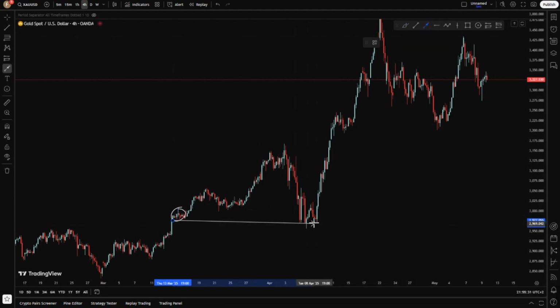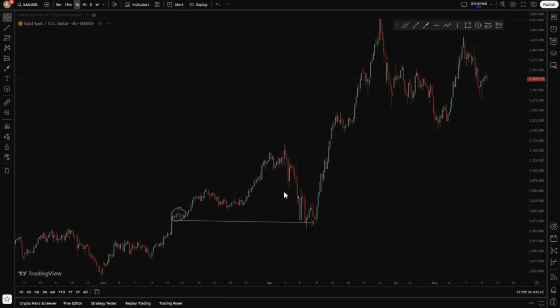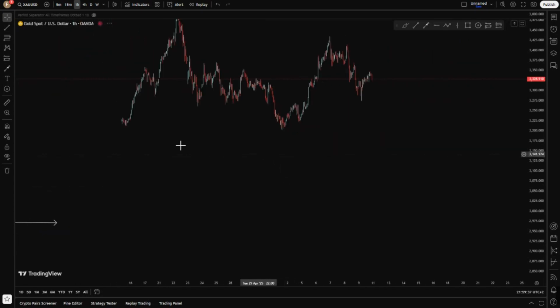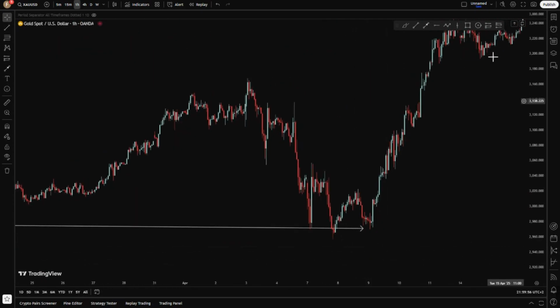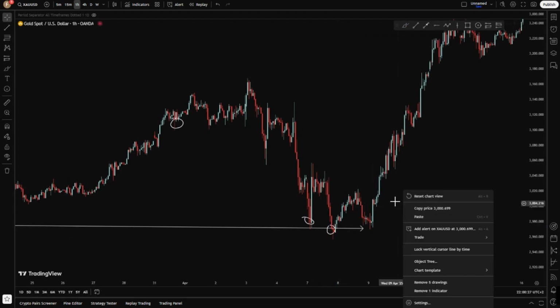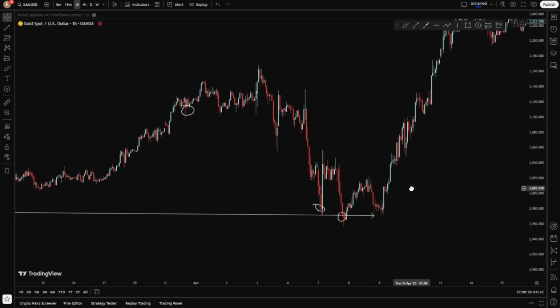Now, the 4-hour gives us the overview, but to pinpoint our touches more precisely, let's scale down to the 1-hour time frame. On the 1-hour chart, we now get a clearer view of structure. Here at the top, we've got our first touch. Down here, the second touch. And finally, here's the third touch.